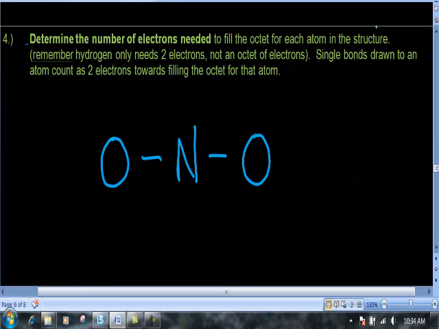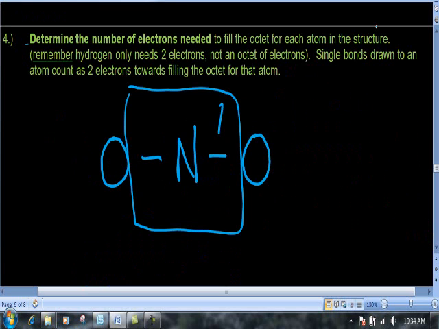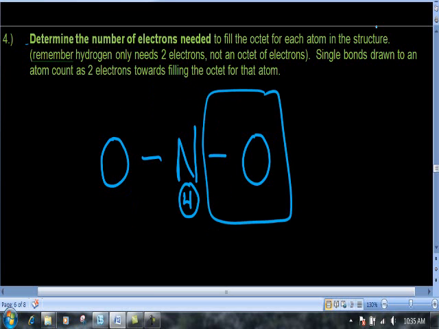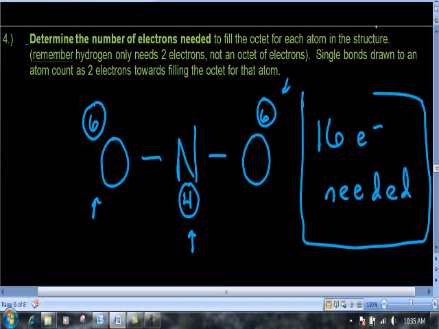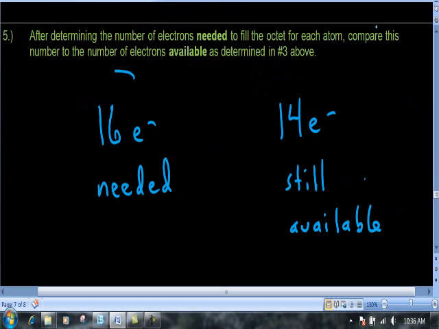Next step is to determine how many electrons are needed to complete the octet for each atom. Nitrogen already has 4 electrons from 2 electrons in the bonds, so nitrogen needs 4 more electrons to complete its octet. Our oxygen atom in the structure has 2 electrons counting for it in a bond, so this oxygen needs 6 more electrons to complete its octet. Adding up, we have 6 electrons needed for one oxygen, 4 for nitrogen, 6 for the other oxygen, which means we have 16 total electrons that are needed to complete this Lewis structure.